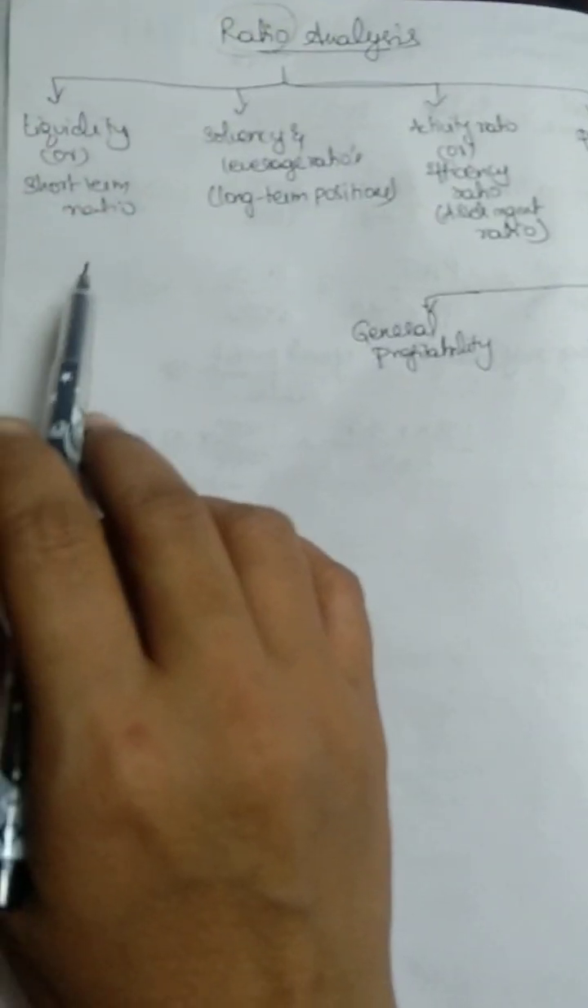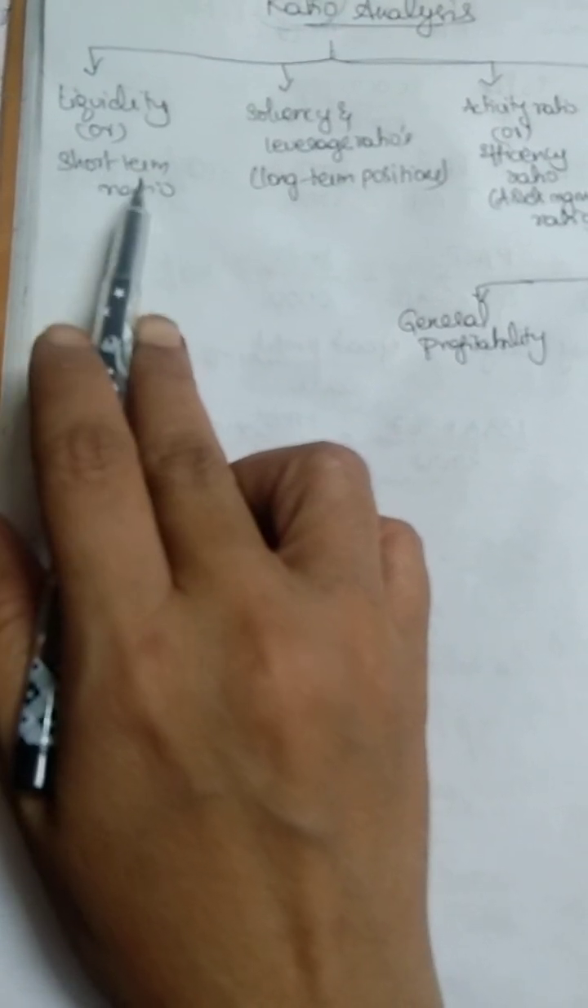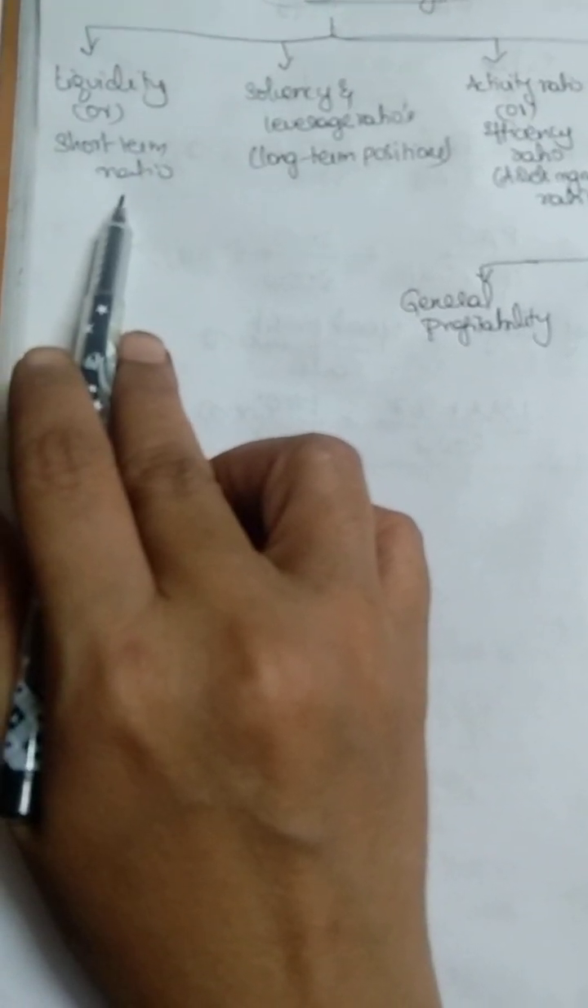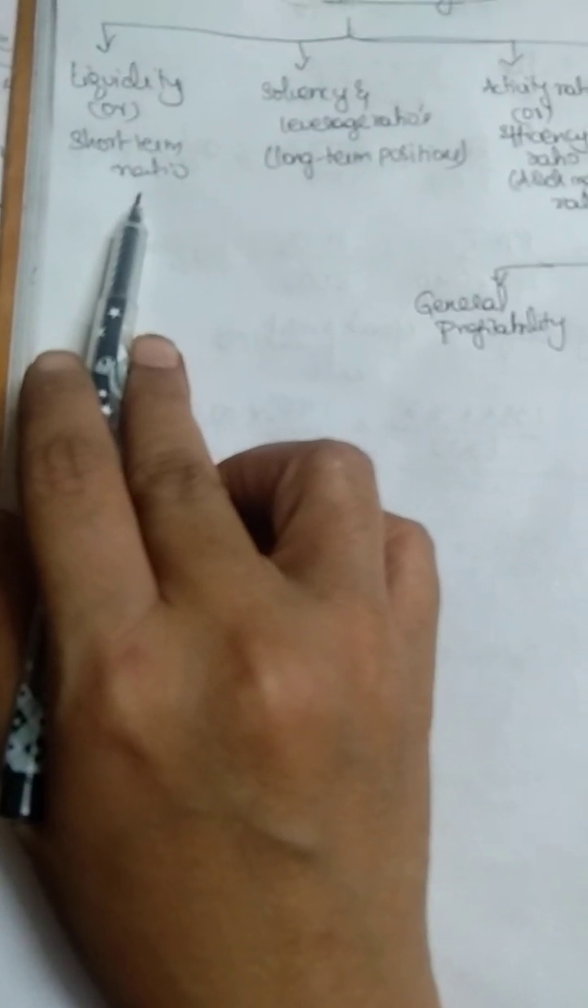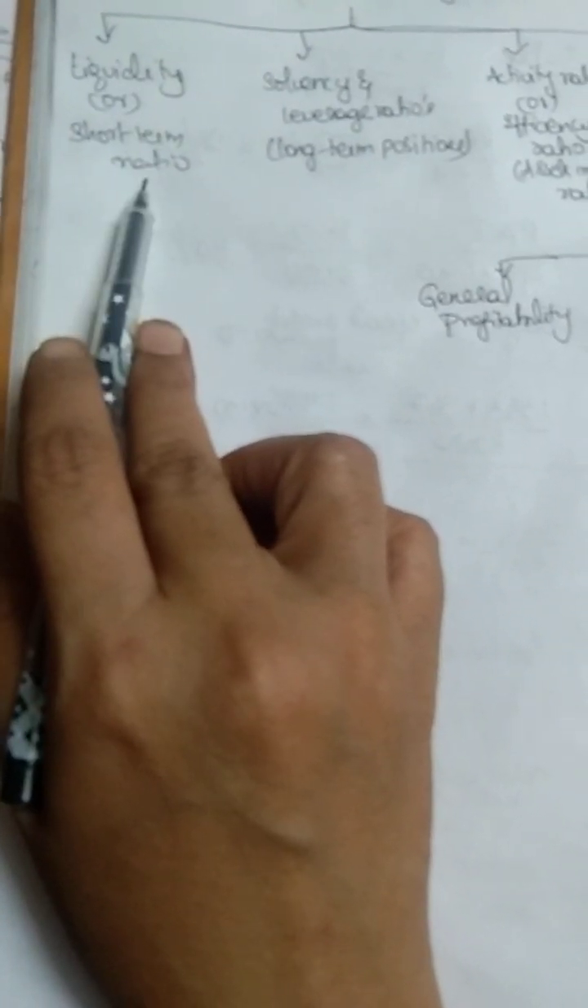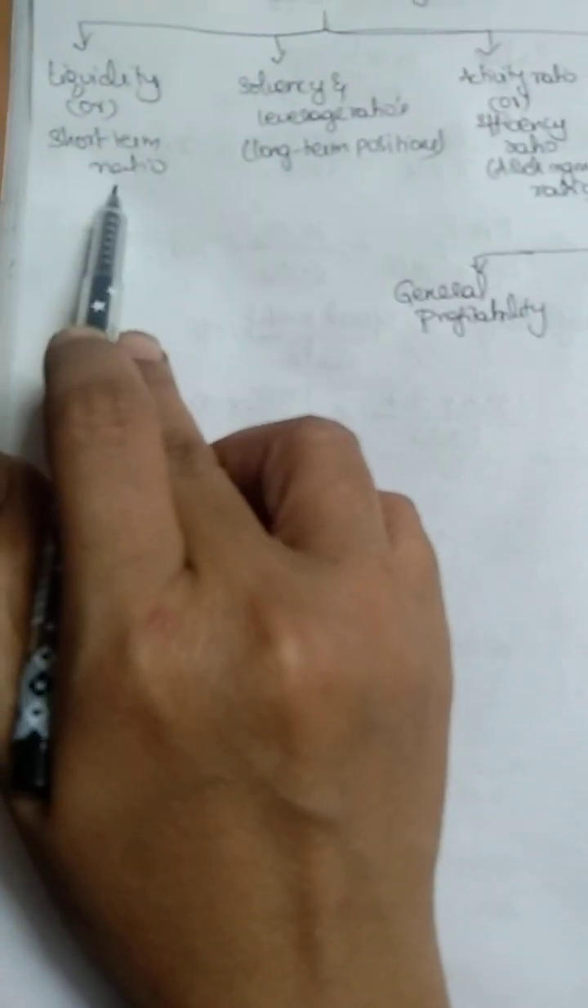In this liquidity ratio, the name itself is given: short term ratios. Short term ratios cover, in our balance sheet, the short term activities, all the things related to current assets and current liabilities, which we term as short term. So this is one category.